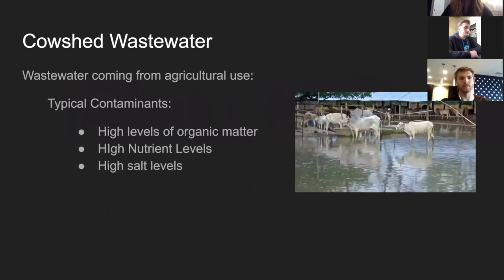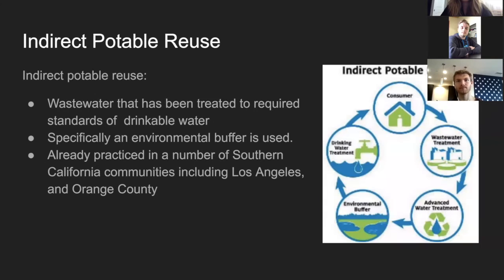Cowshed wastewater is water that has been used in an agricultural setting. This wastewater is specifically coming from the cattle or cattle produce industry, and it contains a high level of organic matter, salts, and nutrients.